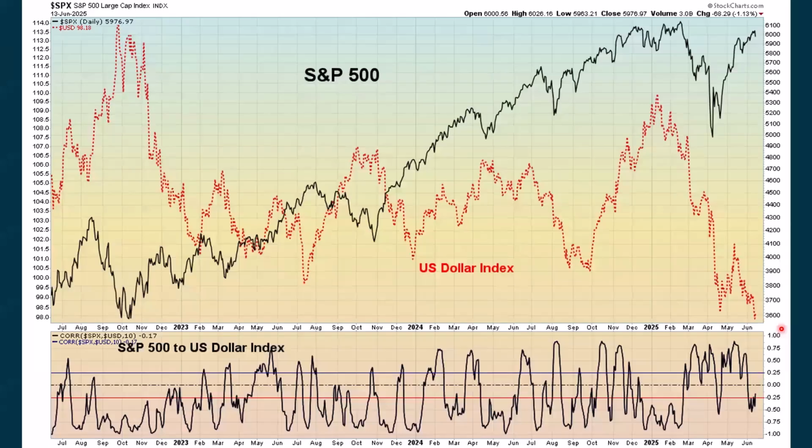Then correlations between the S&P and the dollar coming back up into neutral territory now. The dollar's been going down as the S&P's been going up, and that's usually positive. The stock market likes a weaker dollar, but now as stocks got hit on Friday, it's changing the correlation a little bit and coming up into neutral territory with this one.